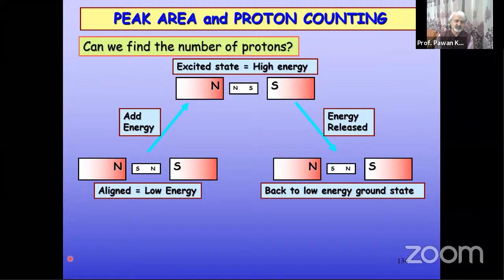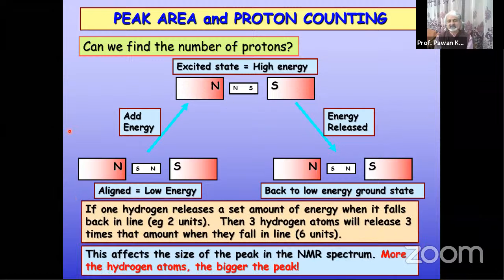Why can we find it? Because in NMR we have nuclei in the aligned state. So we add energy, and all of these nuclei, all of these hydrogens, get excited to the high energy state. And from the high energy state, they release energy and come back to the ground state, the low energy state. When they come back, they release an amount of energy and we measure that amount of energy released.